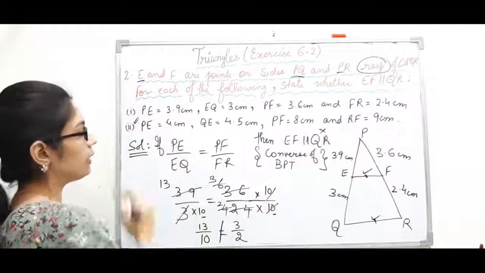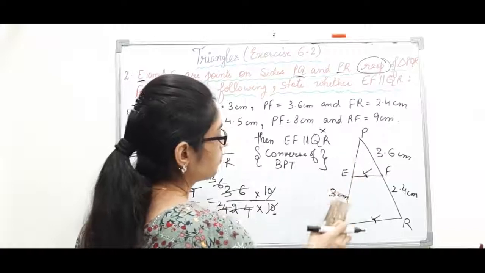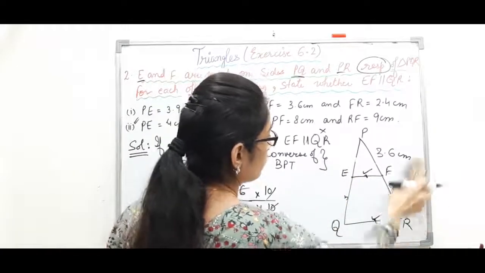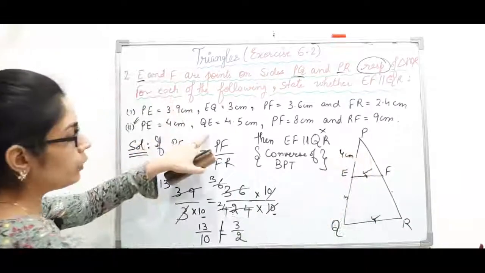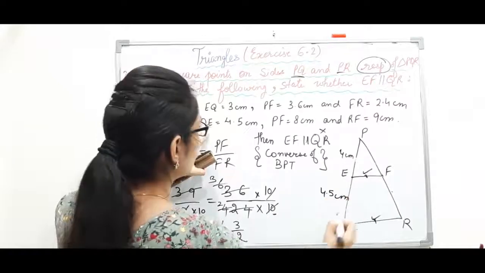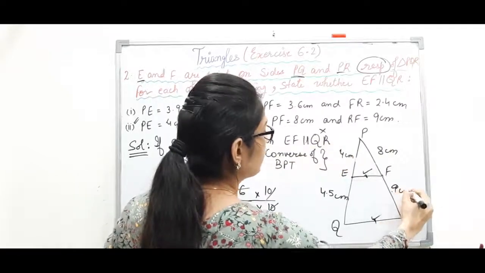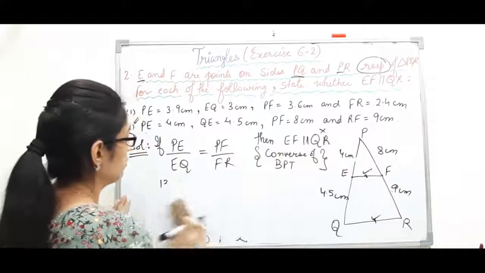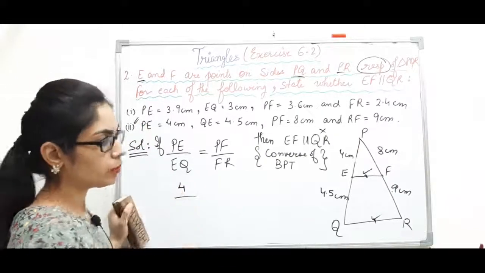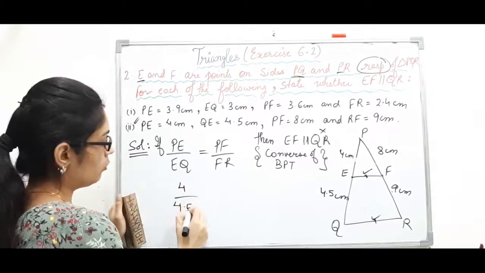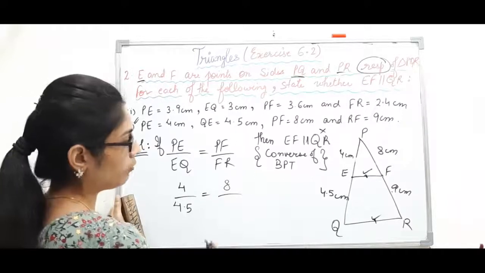Now let's see this part, the second part. We only have to substitute the values accordingly. The figure will remain the same. So PE is 4 centimeter, QE is 4.5 centimeter, PF is 8 centimeter, RF is 9 centimeter. We will just have to substitute the values. PE 4, EQ 4.5, PF 8 centimeter and RF or FR it is 9.